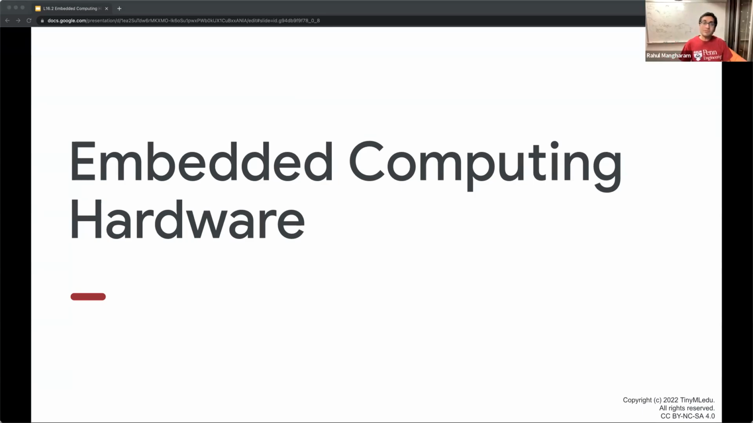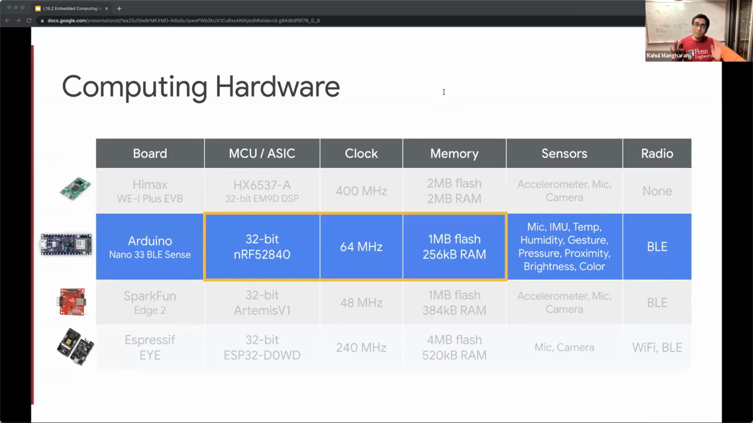I want to talk to you a little bit about the embedded computing hardware that you find on an embedded system. Recall that there are many different kinds of developer embedded systems out there. We picked the Arduino Nano 33BLE. I want you to understand what the pros and cons are, and what trade-offs we are making here as we are going down to TinyML.